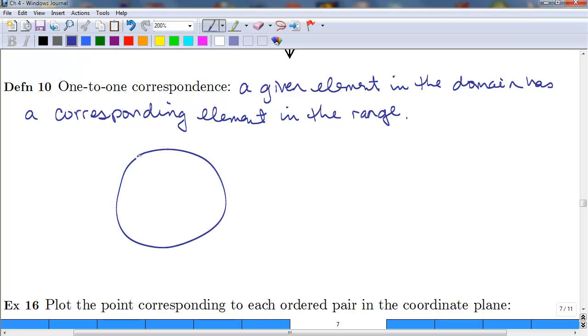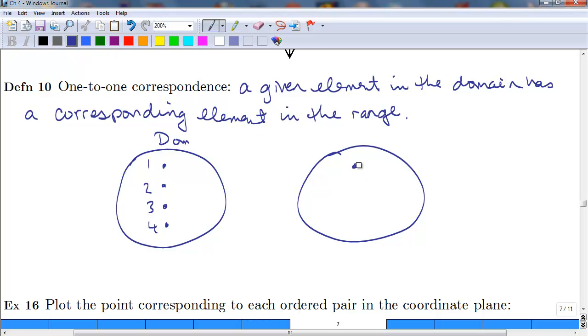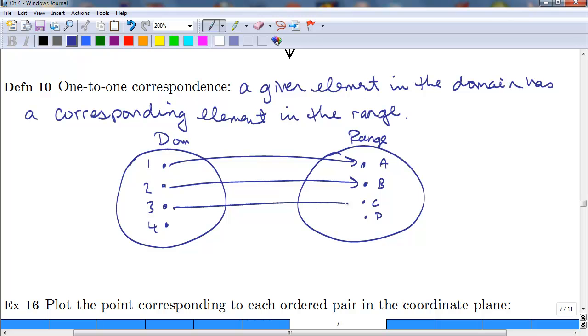So usually when we talk about this, if we draw the circles again and we put in our elements, we'll call them 1, 2, 3, and 4. This is our domain, and our outputs are the range. Then we get A, B, C, and D. Then each element here goes to exactly one element in the range, and each element in the range has exactly one element that got it there.